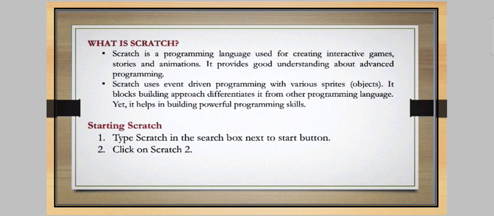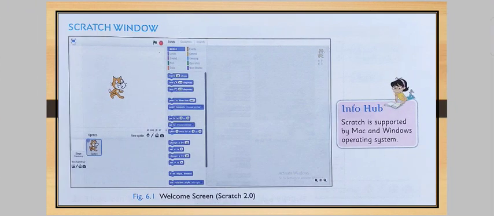Okay, now next part is starting Scratch program. How to start Scratch programming? First of all, you need to type Scratch in the search box next to the start button, then click on the Scratch 2. Okay, this is how the Scratch programming will be open. Next is this is the welcome screen of Scratch window. Okay, when you open the Scratch programming language, you will see this type of window on your computer screen. And Scratch is supported by Mac and Windows operating system. Okay, so Scratch is mainly supported by Windows operating system and also Mac operating system.